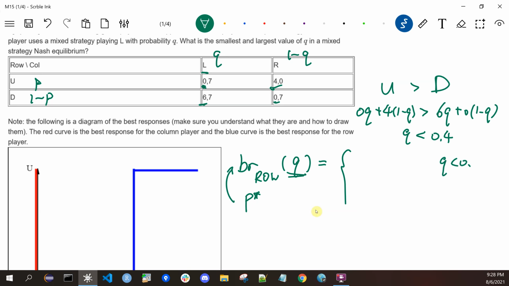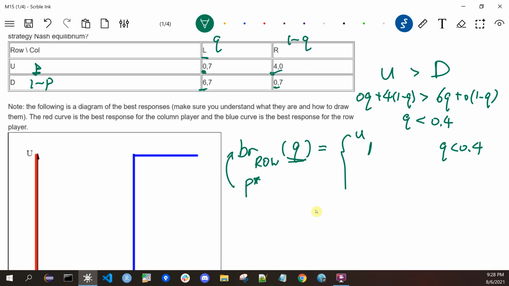So when Q is less than 0.4, it means I'm going to always play U. And if we want to express always play U in terms of P, we just write 1, because P is the probability of playing U. If P is 1, then I'm always playing U. So when Q is equal to 0.4, then the value I get from U and D is the same, so I don't care. So any way I mix is okay. I can play U and D with any probability because I get the same value from both of them. So when Q is larger than 0.4, then I'm going to always play D, which is 0 here.